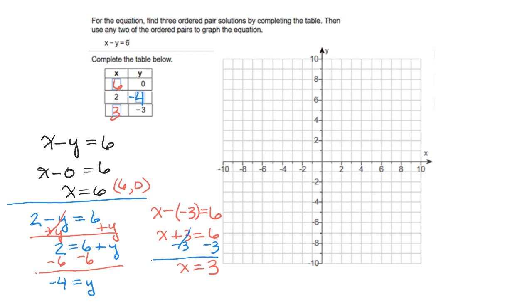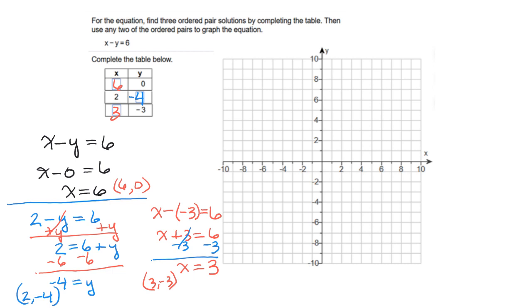All right, so we have a few different ordered pairs going on here. So we have 2, negative 4 on that second ordered pair. And the last one was 3, negative 3. So it says complete the table below, which is what we did. And it says then use any two of the ordered pairs to graph the equation. So we're going to pick the first two and see how that works for us.